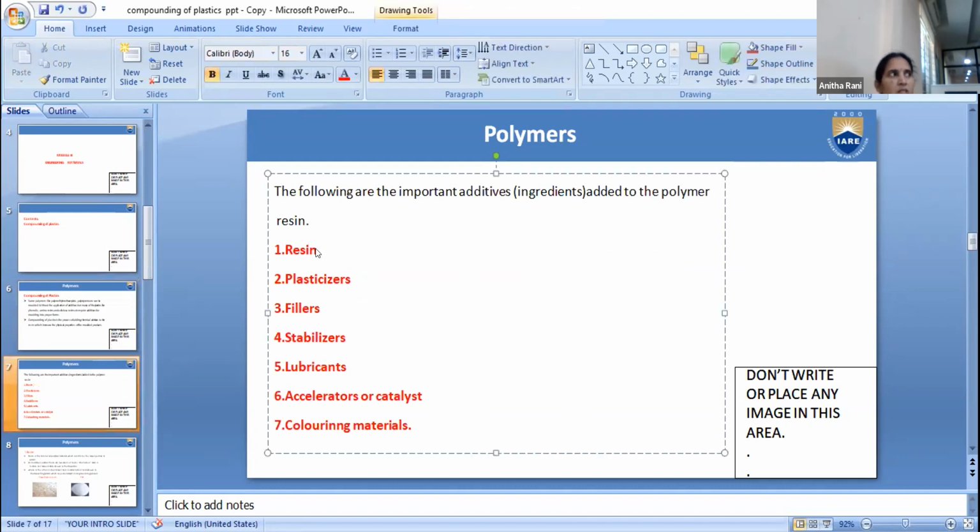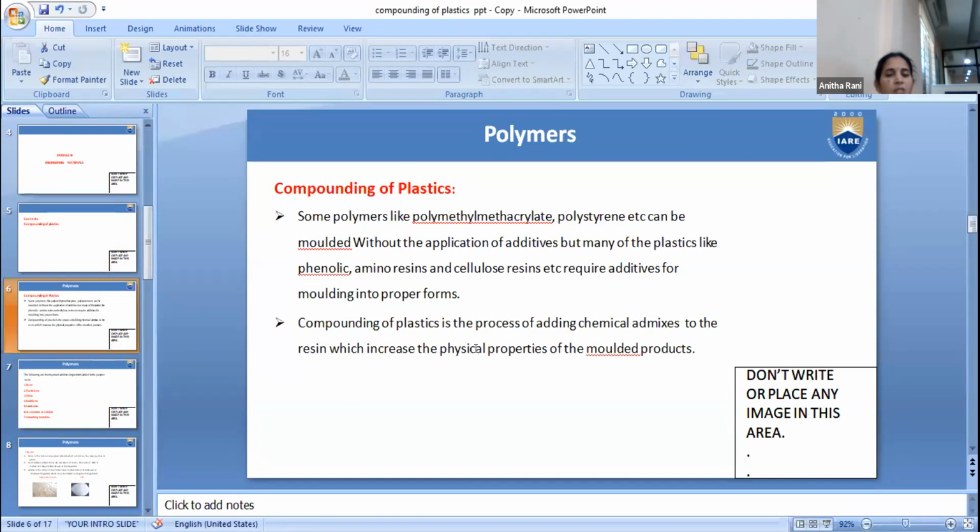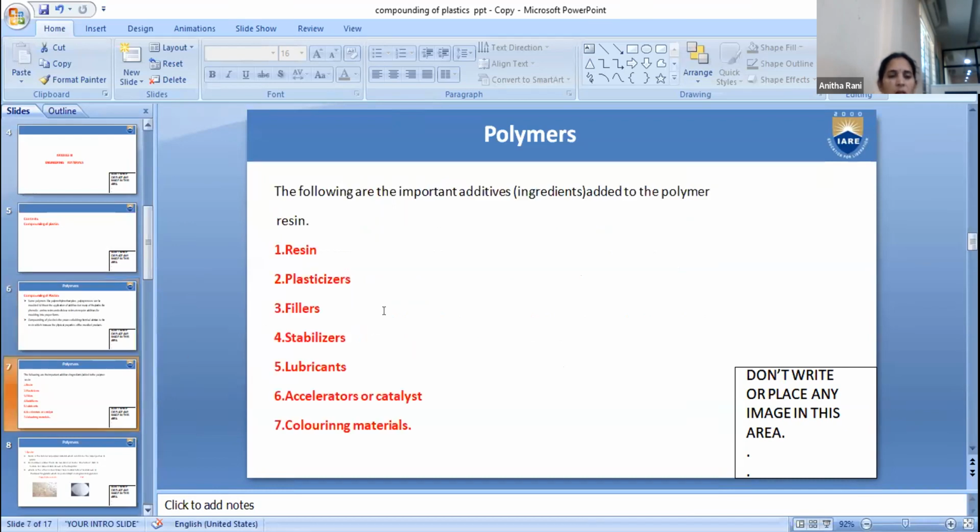You can take either thermoplastic resin or thermosetting resin. Resins are of two types. Whatever resin you select, you add ingredients to improve the physical properties of the molded products, like hardness, or to increase the softness of the material, we will add plasticizers. To improve the plasticity, we will add plasticizers. So this is compulsory when we go for compounding the plastics.